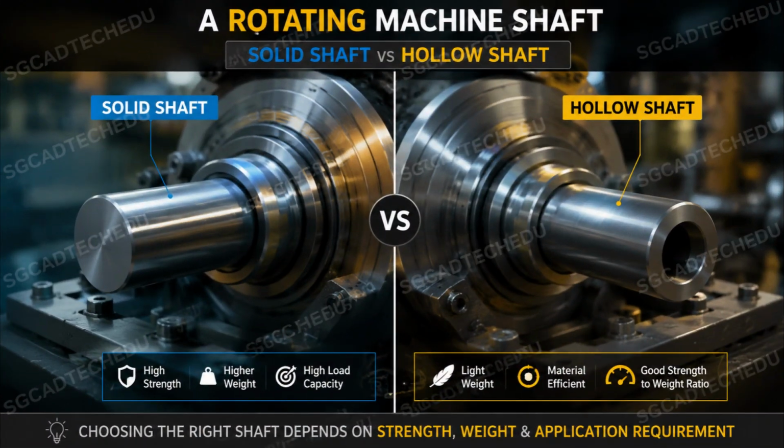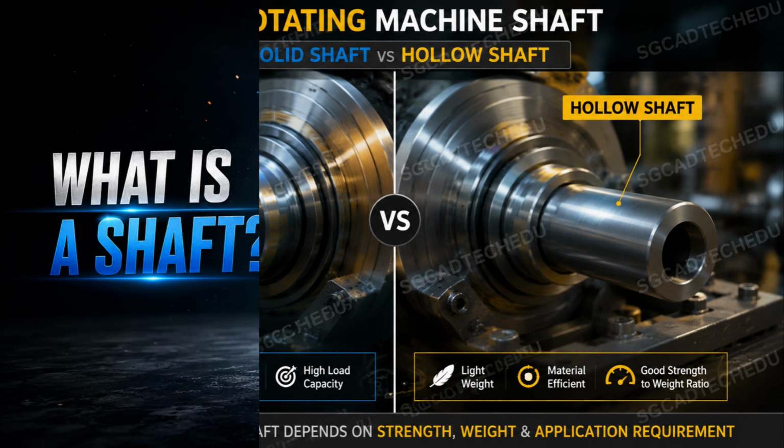Have you ever wondered why engineers often choose a hollow shaft instead of a solid shaft in many power transmission systems? After all, a hollow shaft contains less material. So how can it still transmit the same torque, and in many cases, perform even better? The answer lies in one of the most important concepts in machine design: stress distribution. Let's understand the engineering behind it.